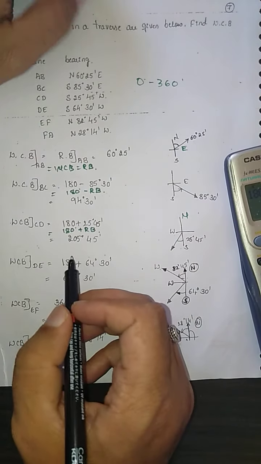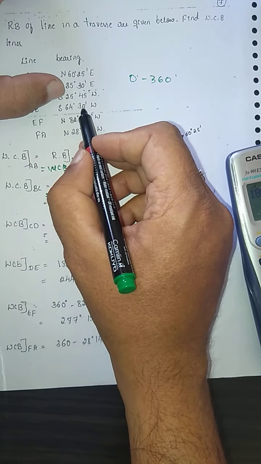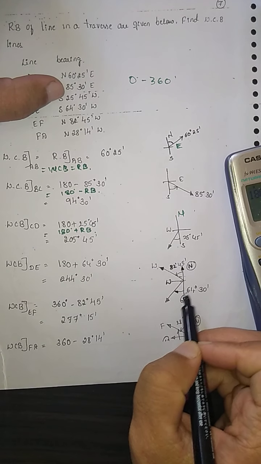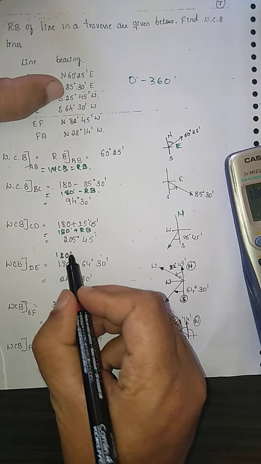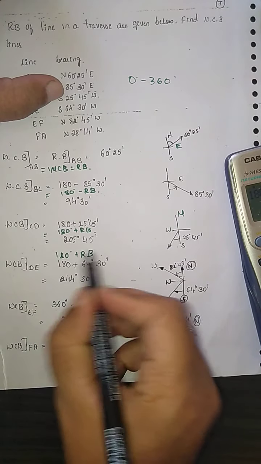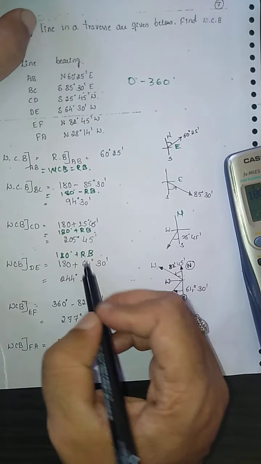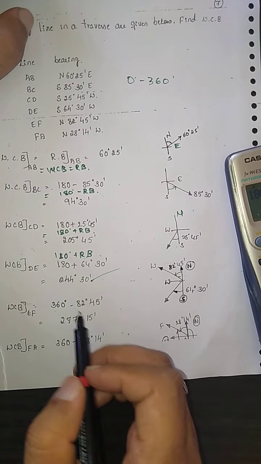Similarly, DE is south 64 degree west. Again, the same formula you will be using. It has 64 degree west, so again 180 plus RB. Whatever the angle is between southwest is its angle. Okay, so we have got it.